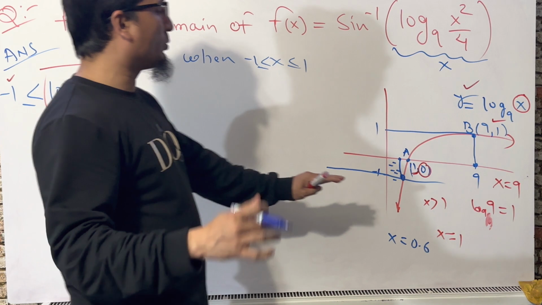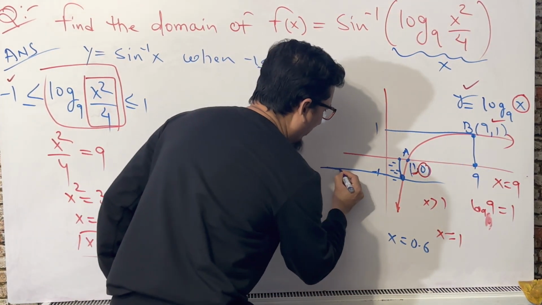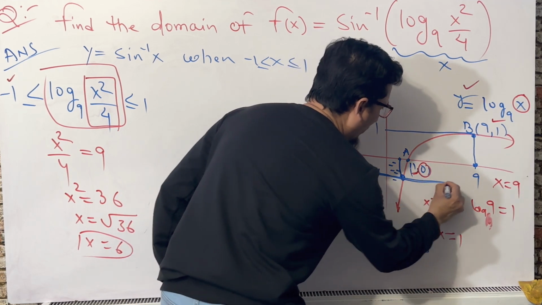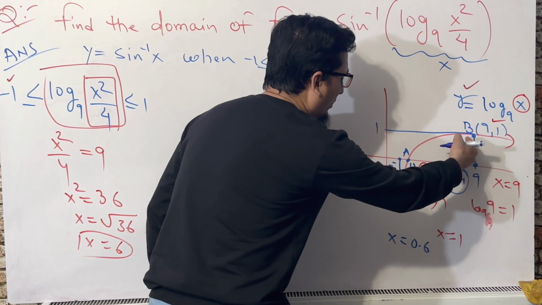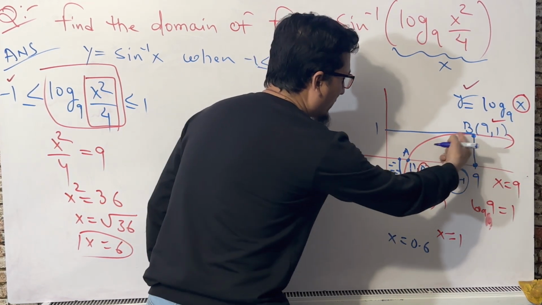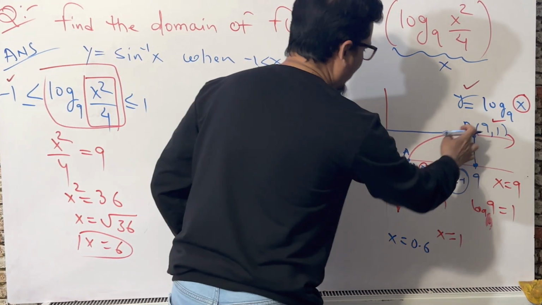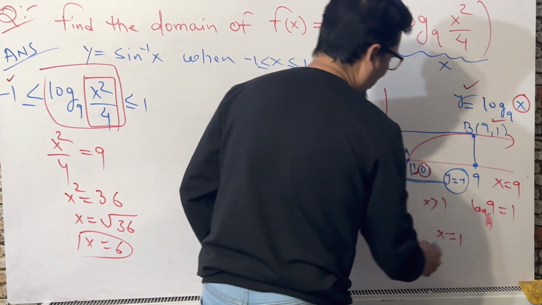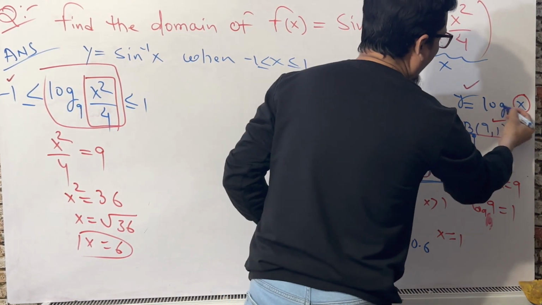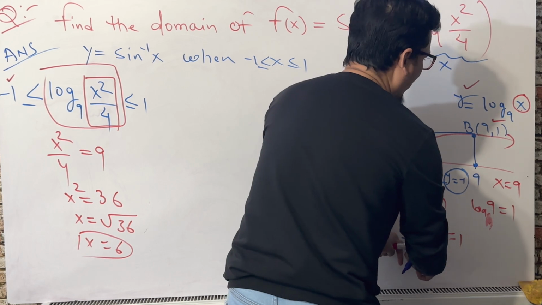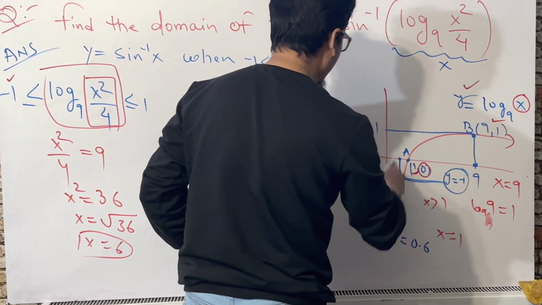I'm saying when x is near about 0.6, then the function has a negative value. But if you want to know the exact value of x, draw a line here. You see, this is the line, and I know this line is y is equal to -1. And this is your log base 9 of x squared by 4. So how will you find x? We can say this x is near 0.6, then the function has -1, right?